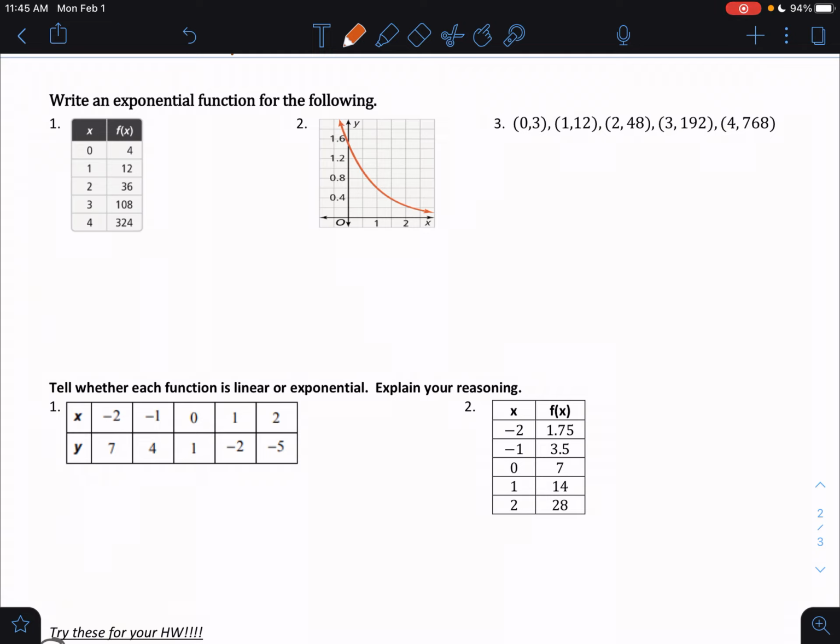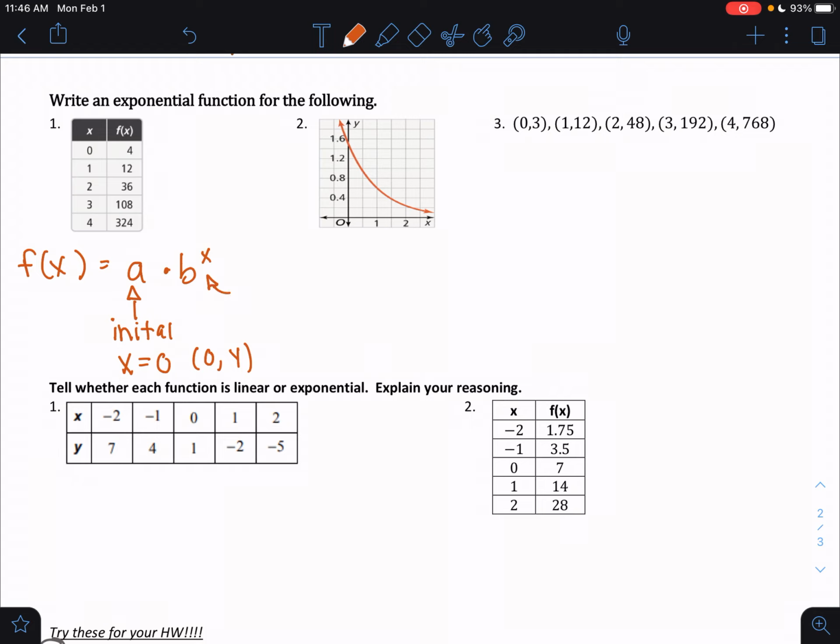So the first thing that I'm going to write out here is our base equation, and that is f of x equals a times b to the x. You can think of this as kind of like y equals mx plus b, but this is our one when we use exponential functions. So to figure out what these letters mean, a is the initial amount, and that is whenever x equals 0. So whatever y is when x equals 0, that is what a is going to be.